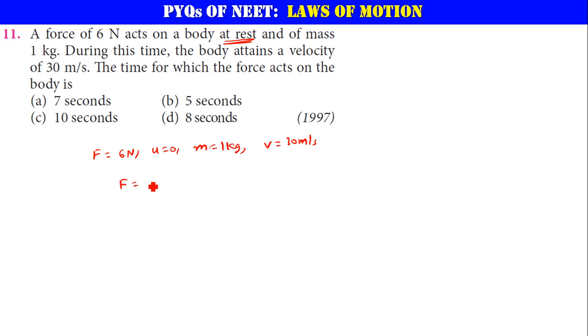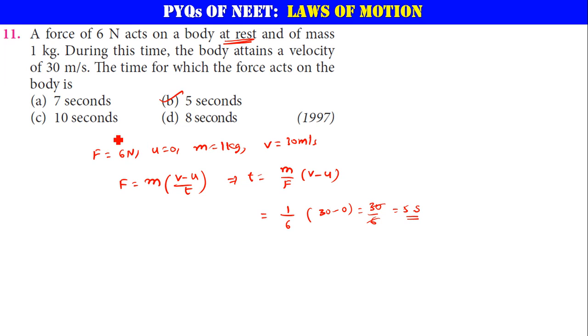You know, F is equal to mass times acceleration. Acceleration I can write as V minus U by T. I want to find T. So T is equal to M by F into V minus U. What is M here? 1. Force 6 newtons. Final velocity 30. Initial velocity 0. So it's nothing but 30 by 6. 6 5s are 30. So T should be equal to 5 seconds. Answer is B. For 5 seconds, this much force will be acting on the body.